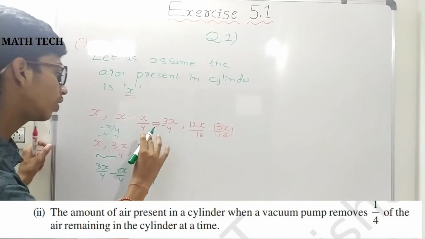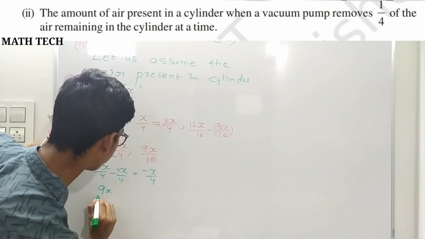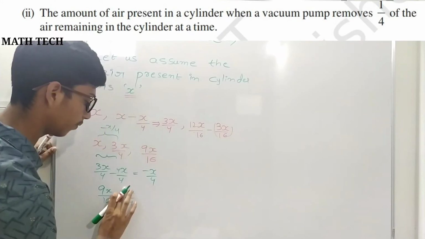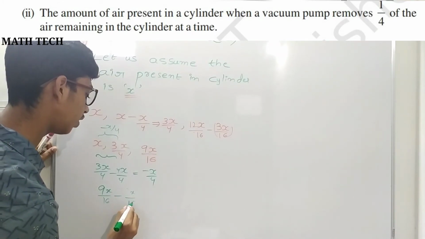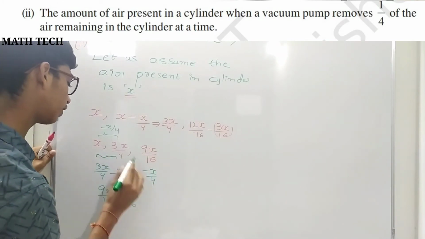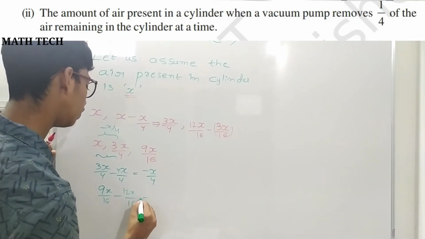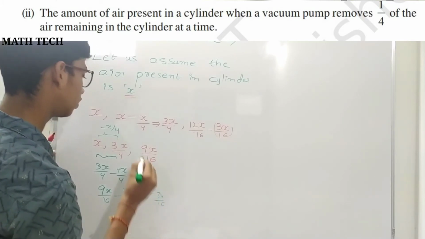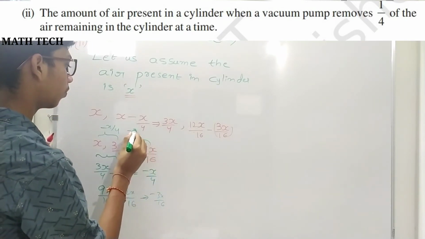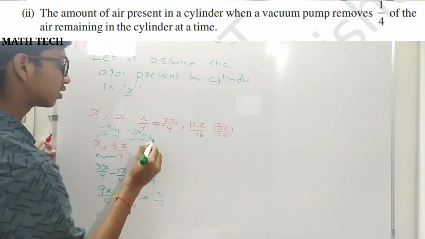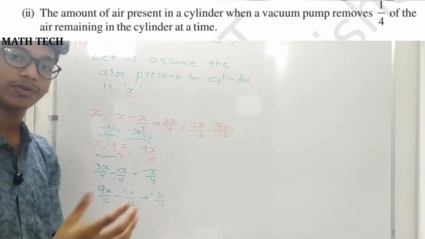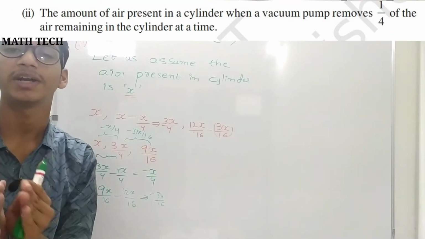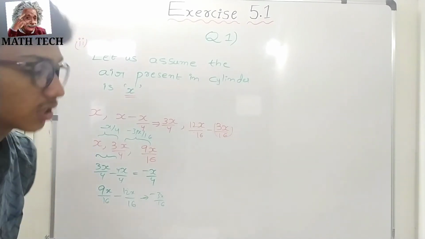And if you check the difference between 9x/16 minus 3x/4, again 16 multiplied by 4, and 3x is multiplied by 4 to get 12x, we will get minus 3x by 16. So the difference will be minus 3x by 16. And here we can clearly see that the difference is not equal. So it is not in the arithmetic progression.